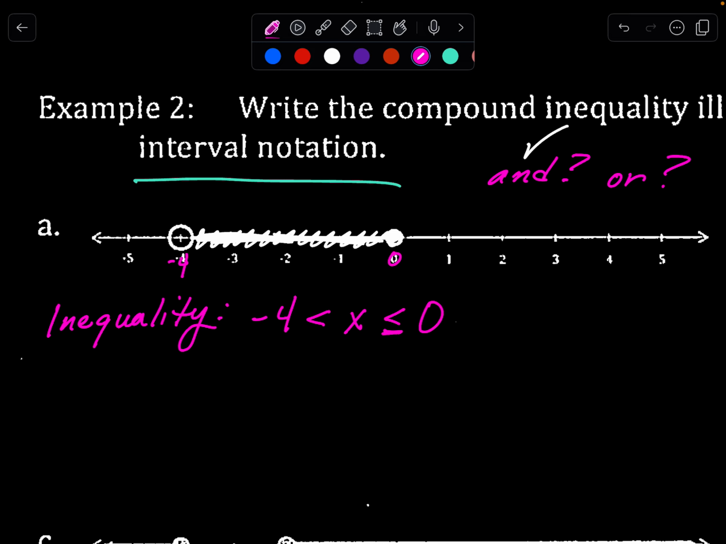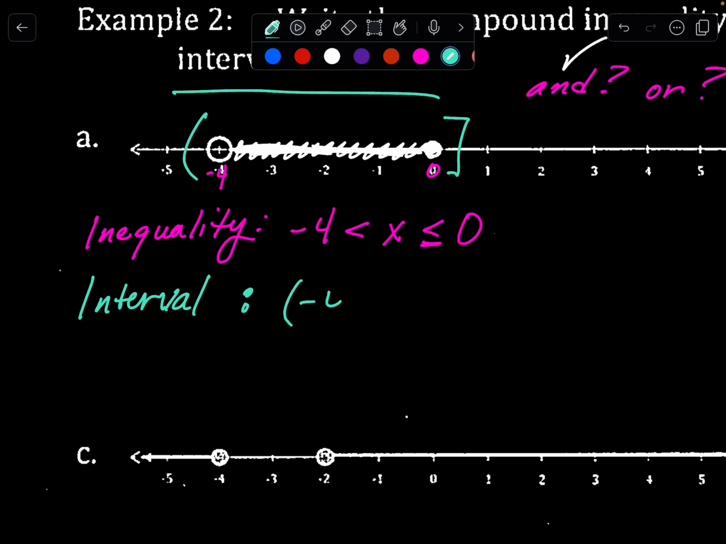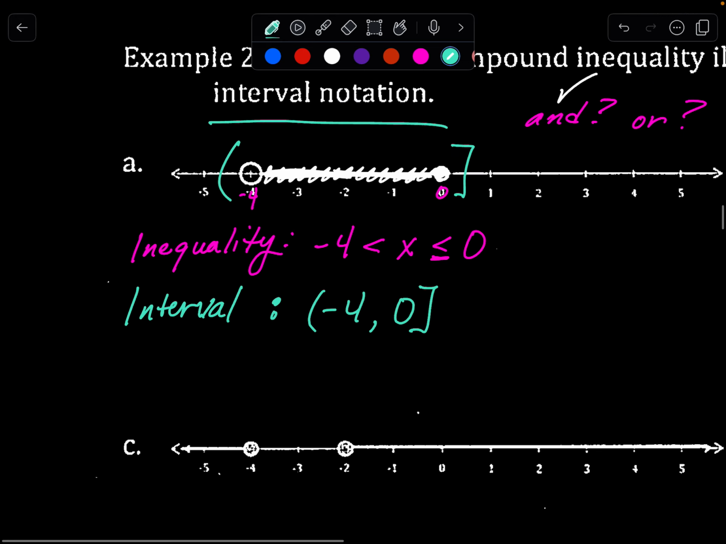Now, for the interval notation, we're going to change it up. It's a parenthesis here, and you've got a bracket here. It's still going to be the same idea: negative 4, comma, 0, bracket. And that's your answer right there. That's all you have to do.